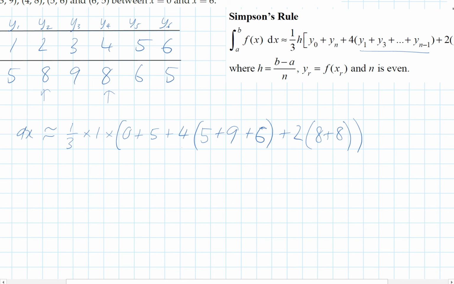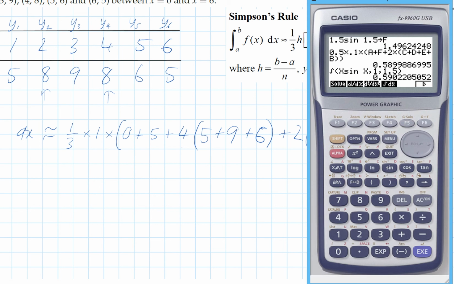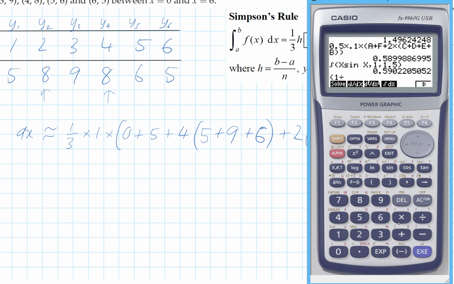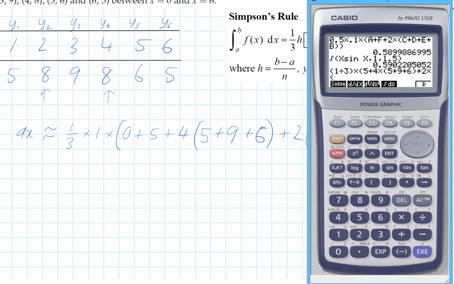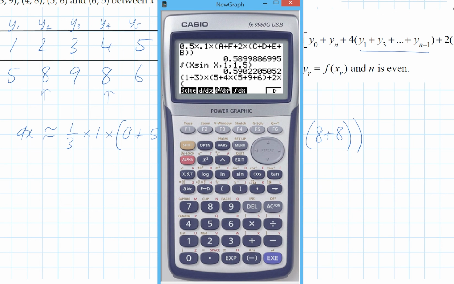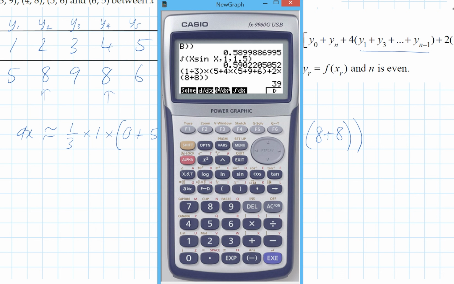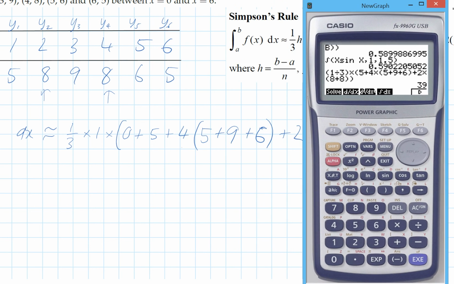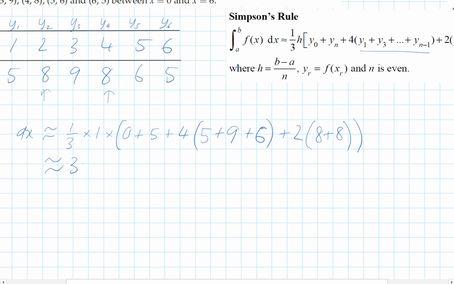Okay, so now that I've got all my values in here, it's just a matter of putting into my calculator. So I've got 1 over 3 times 1, so I don't need to write that, times 0 plus 5, so I don't need to write 0, plus 4 times, and then 5 plus 9 plus 6, and then plus 2 times my other ones, which are 8 plus 8. And then we'll close up all our brackets. And so we get 39 for this one. So approximately equal to 39.